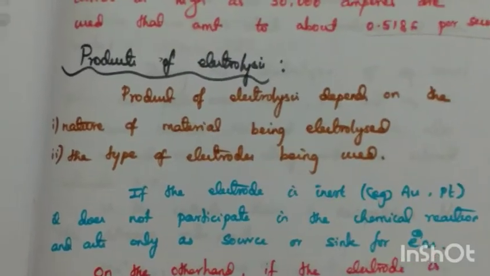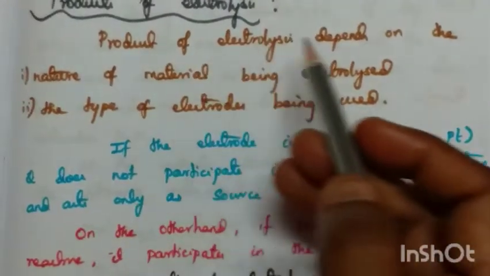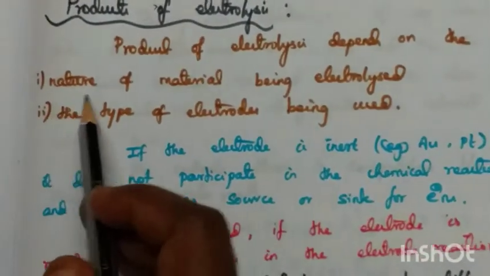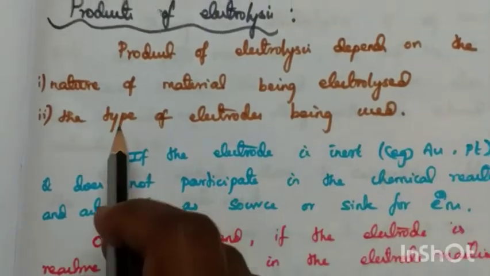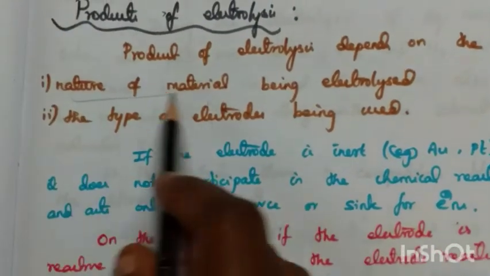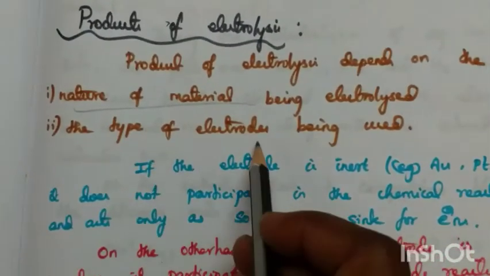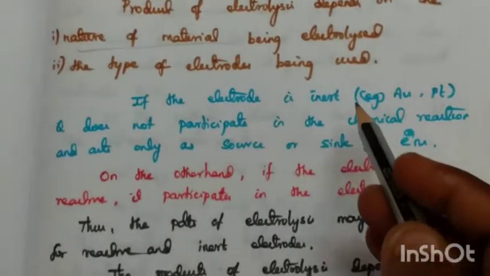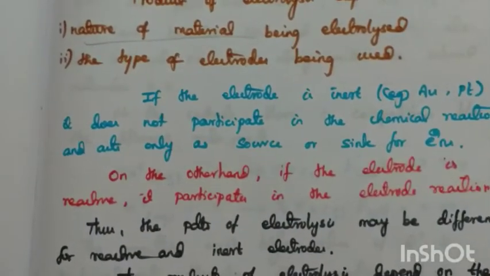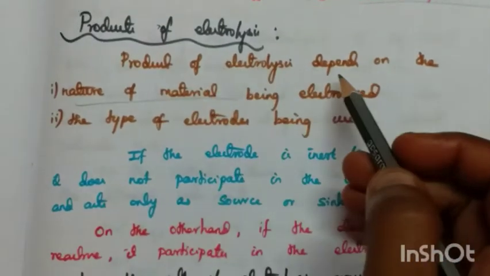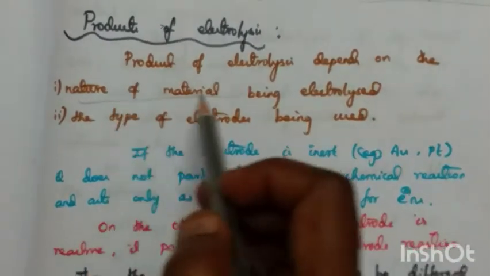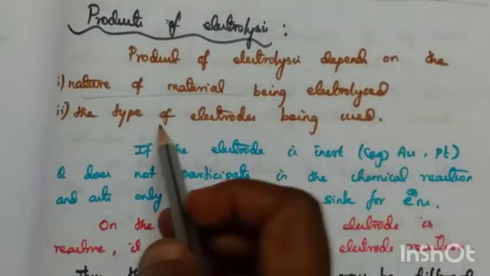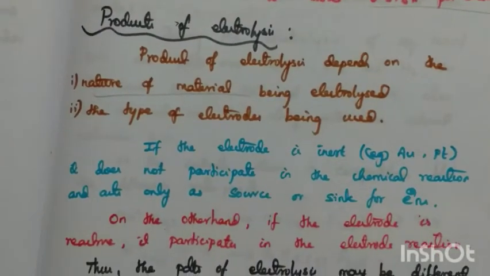So, products of electrolysis. The product of electrolysis depends on the nature of the material being electrolyzed and the type of the electrodes being used. Nature of the material and the types of the electrodes.